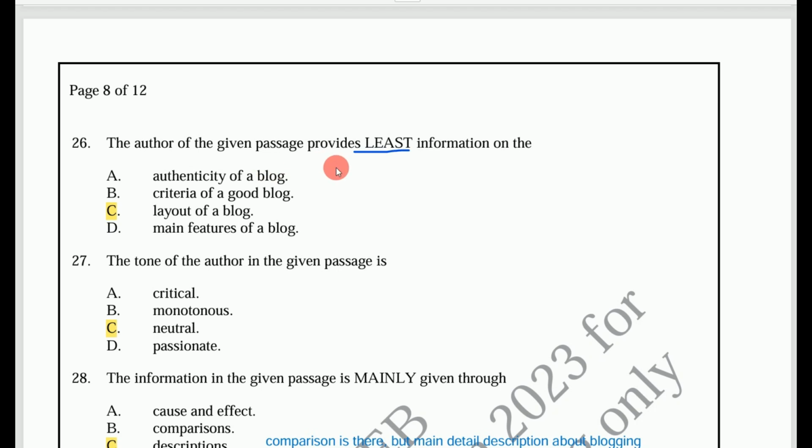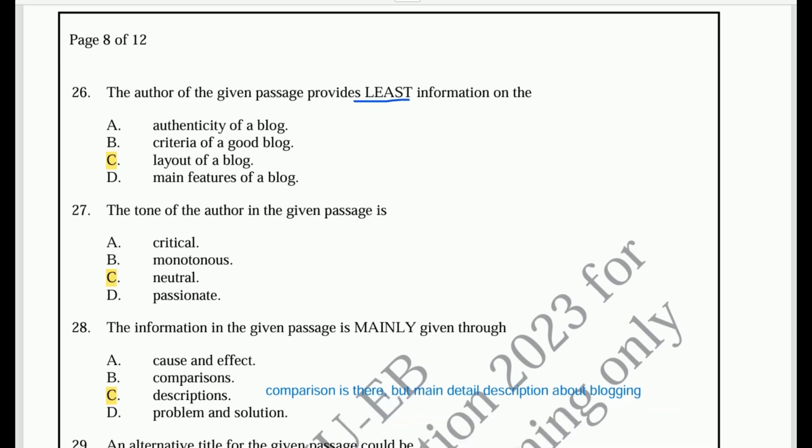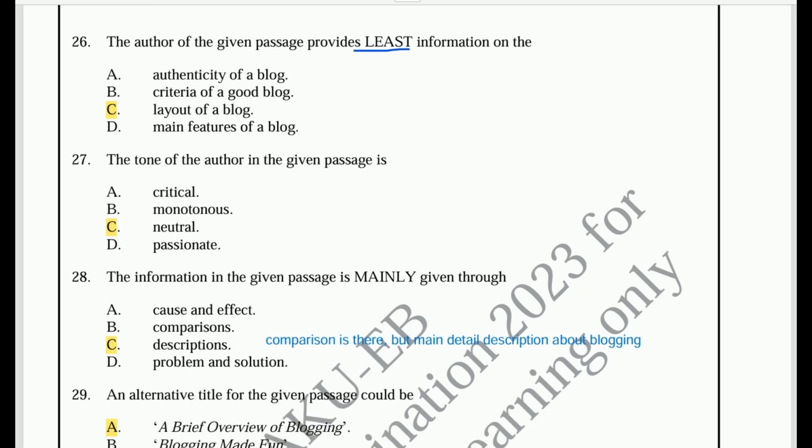The author of the given passage provides least information, looking for these modifiers again and again. Least information, although there is a mention of authenticity of blog, credibility, yes. There is a mention of criteria for a good blog, yes, there is mention. There is a mention of main features of a blog, yes, it is mentioned. But there is very little, the least information you can find about any layout of a blog, right? Very least, maybe a mention in one line or one word about it, but not discussed in detail.